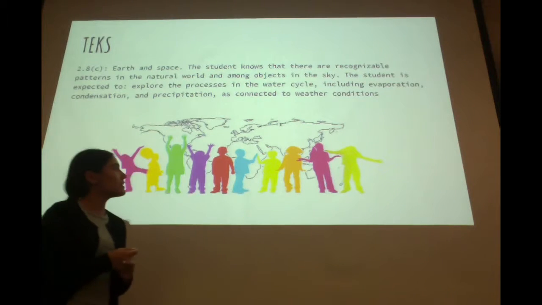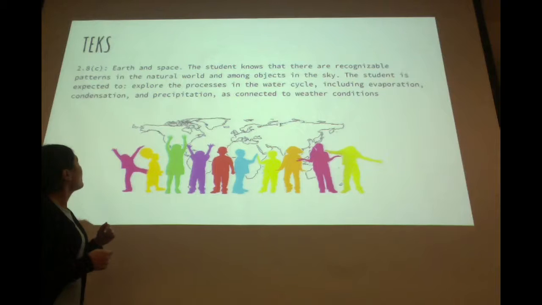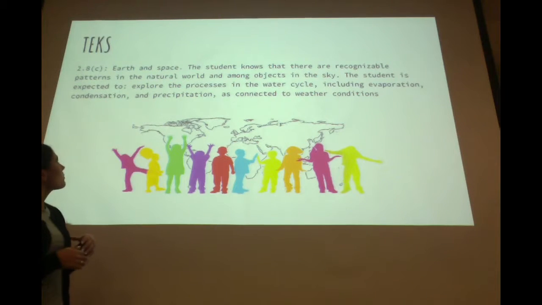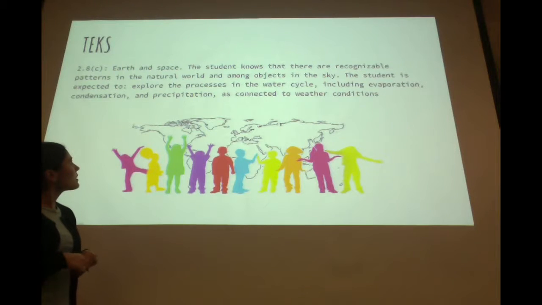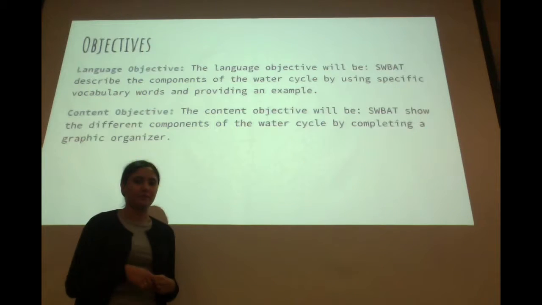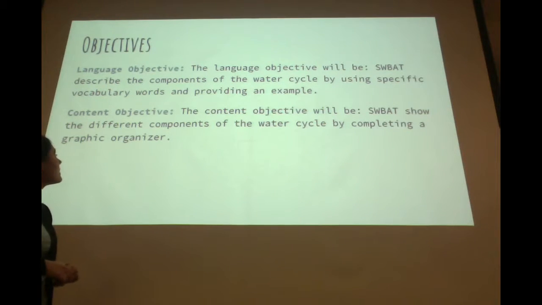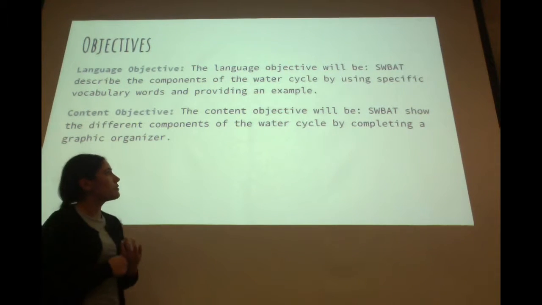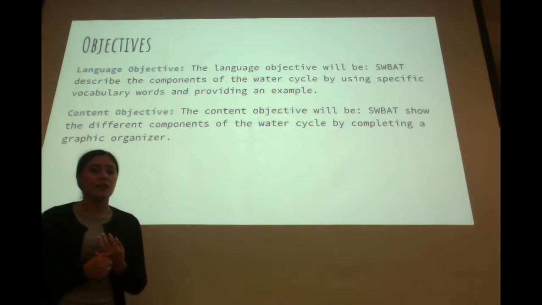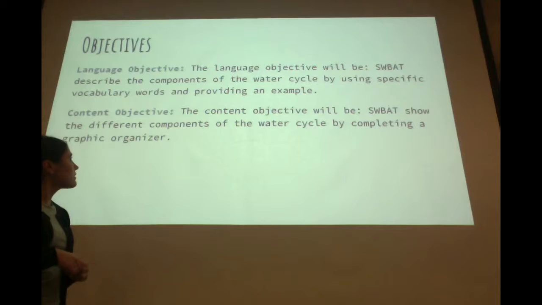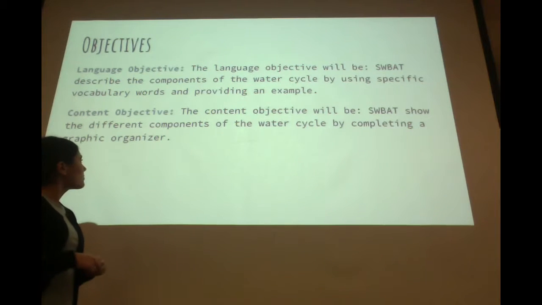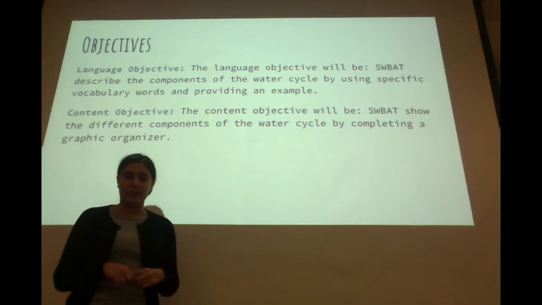Okay, so today the TEKs are Earth and space. The student knows that there are recognizable patterns in the natural world and among objects in the sky. The student is expected to explore the process in the water cycle, including evaporation, condensation, and precipitation as connected to weather conditions. And the objectives for today is the language objective. The student will be able to describe the components of the water cycle by using specific vocabulary words and providing an example. And the content objective, the student will be able to show the different components of the water cycle by completing a graphic organizer.